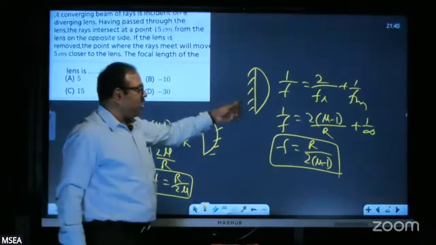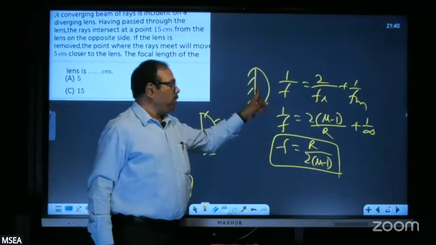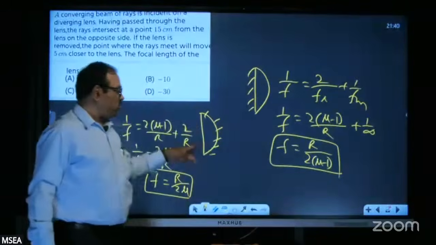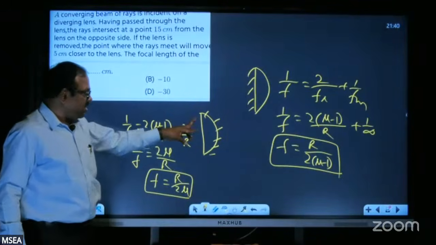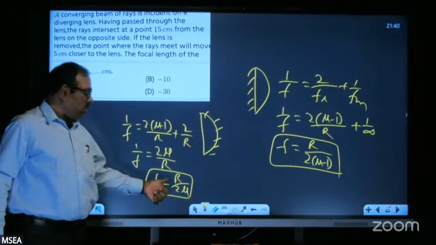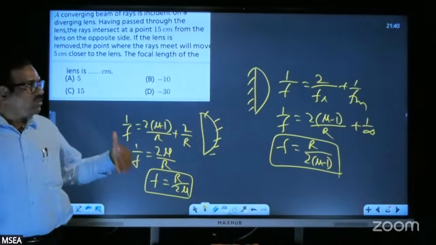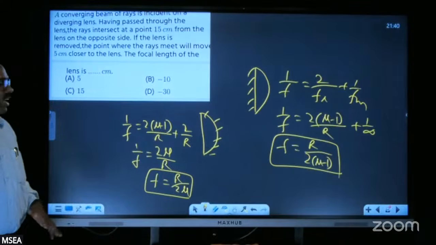Whenever the plane side is silvered, it acts as a concave mirror of focal length r by 2 into (mu minus 1). If the curved surface is silvered, it behaves as a concave mirror of focal length r by 2 mu. So just remember these things.